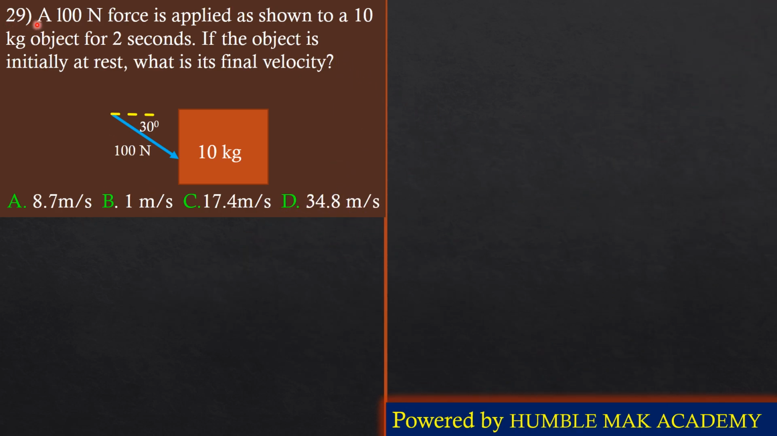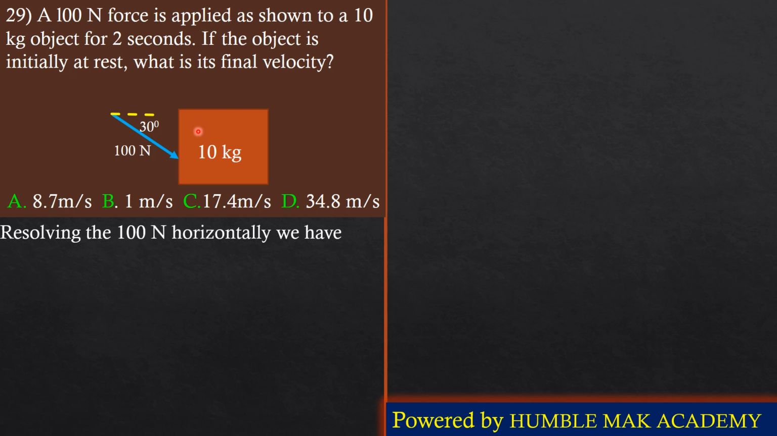The next question, question 29, reads that a 100 Newton force is applied as shown to a 10 kg object for 2 seconds. If the object is initially at rest, what is the final velocity? Now, all we have to start by doing is resolving this force. Keep in mind that it acts at some angle to the horizontal, so we have to resolve it. If you resolve the force horizontally, because the component of the force that makes the object accelerate is the horizontal component and not the vertical component.